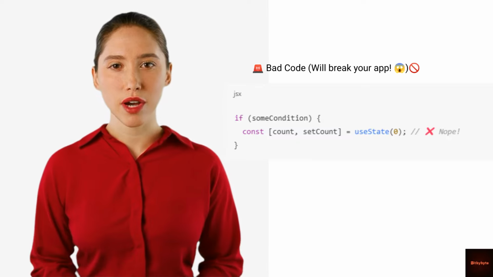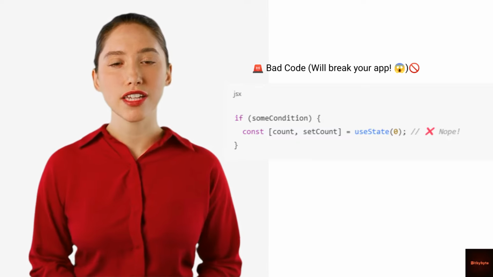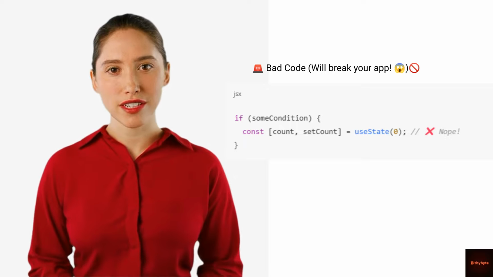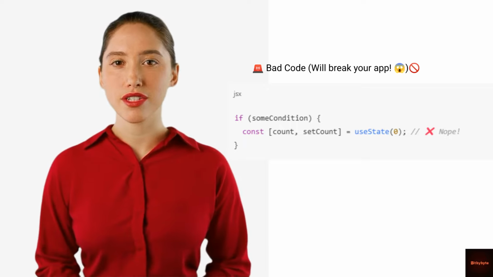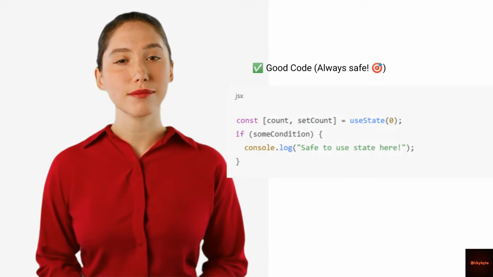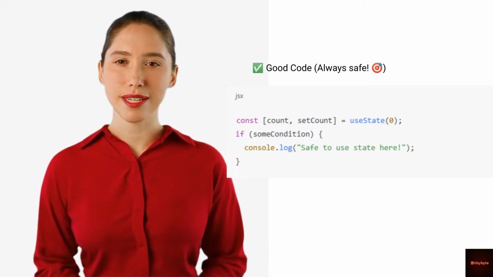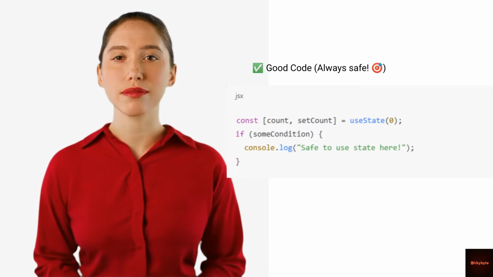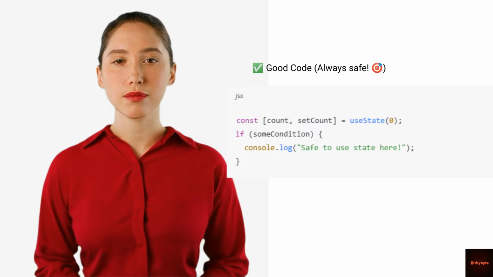And here's a big no-no. You cannot use hooks inside loops, conditions, or nested functions. Why? React needs hooks to always run in the same order every time a component renders. This is the correct implementation of the same use case. Just remember, hooks always go at the top level of a component, never inside loops or conditions.